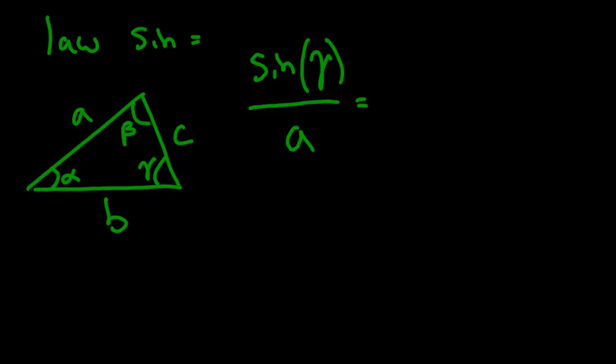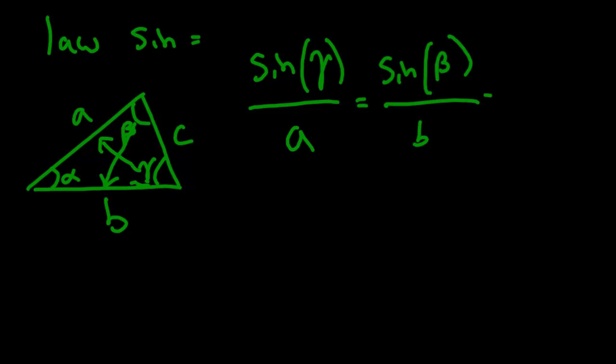So it's going to be the sine of gamma, which is this angle right here, over the side perpendicular to the angle, is equal to the sine of beta over the side pointing, so it'd be B, equal to the sine of alpha over C. And in order to use the law of sines, you would need to have at least one angle, and we don't have any angles right now.